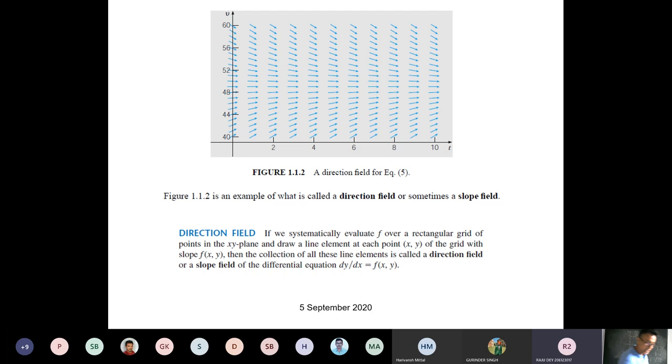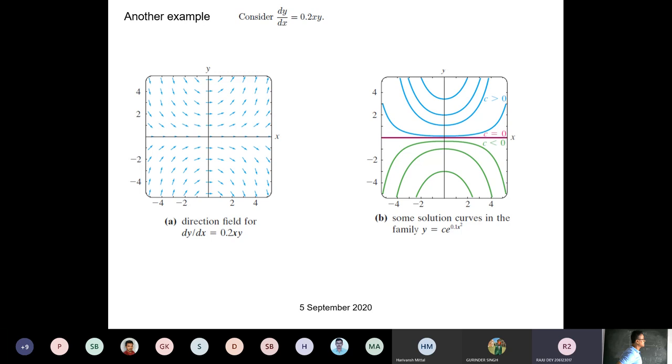Yes? Can you repeat it? Your voice is breaking. Sir, it is valid for only first order differential equations. That's a good question. That is why I told you that if the given differential equation allows you to find the first order derivative somehow, then it is possible. Yes, first order differential equation definitely. But if somehow you are able to find out the first order derivative, that should be good enough for you. Is it okay? Yes.